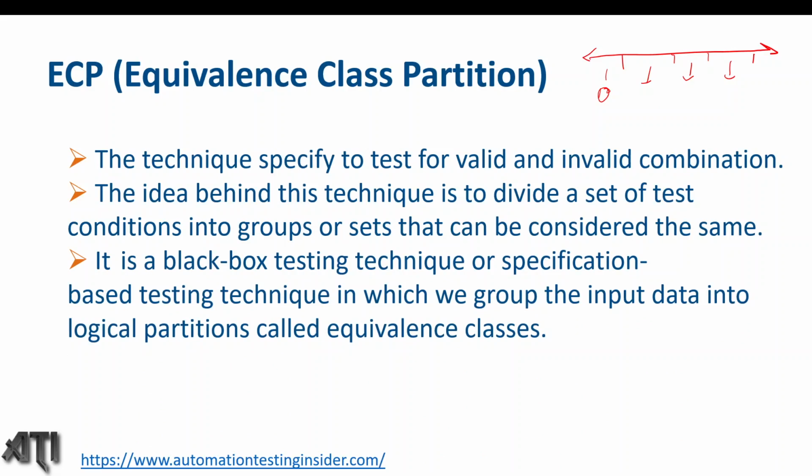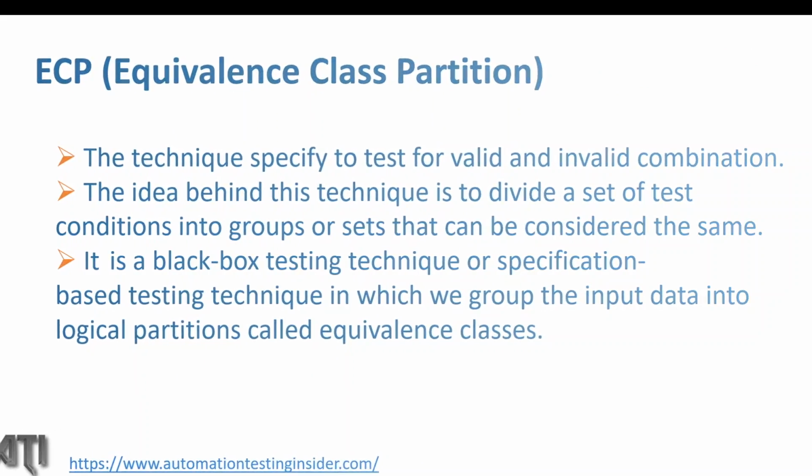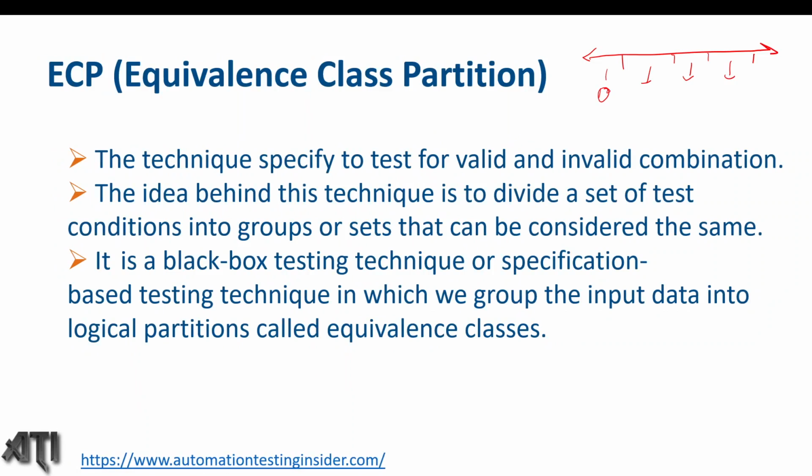It is a black box testing technique, or a specification based testing technique, in which we group the input data into logical partitions called equivalence classes. Now let me give you an example, guys. Suppose you have an input field which takes the values from 0 to 500. Now you cannot test each and every value. Let's say 1 to 500. Just take an example like 1 to 500. You cannot test each and every value like 1, 2, 3, 4, 5 up to 500.